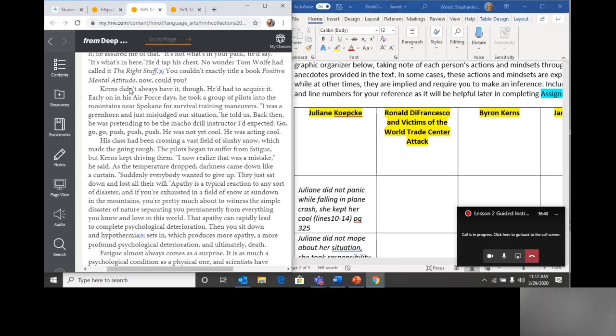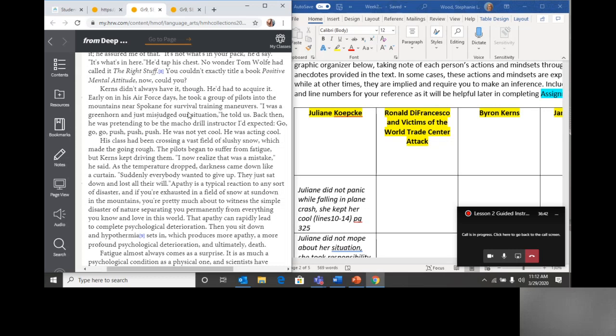All right. Kearns didn't always have it, though. He had acquired it. Early on in his Air Force days, he took a group of pilots into the mountains near Spokane for survival training maneuvers. I was a greenhorn, which means a newbie, and just misjudged our situation, he told us. Back then, he was pretending to be the macho drill instructor I'd expected. Go, go, go, push, push, push. He was not yet cool. He was acting cool. His class had been crossing a vast field of slushy snow, which made the going rough. The pilots began to suffer from fatigue, but Kearns kept driving them. I now realized that was a mistake, he said.